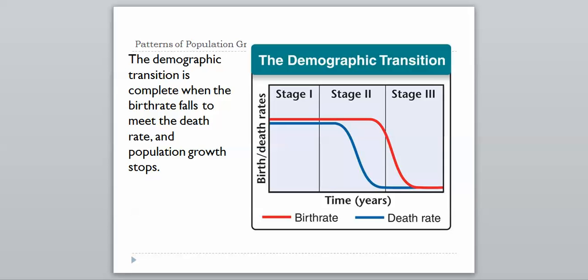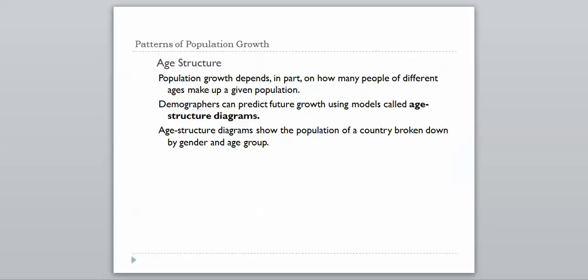And then another way we can look at our populations is our age structure. So this is kind of an interesting way to look at things. Population growth will depend in part on how many people of different ages make up a given population. So obviously, if your population contains more 25 to 30-year-olds, your population is going to grow much more quickly than if you have all 70-year-olds and all young children. So demographers can predict the future growth using models called age structure diagrams.